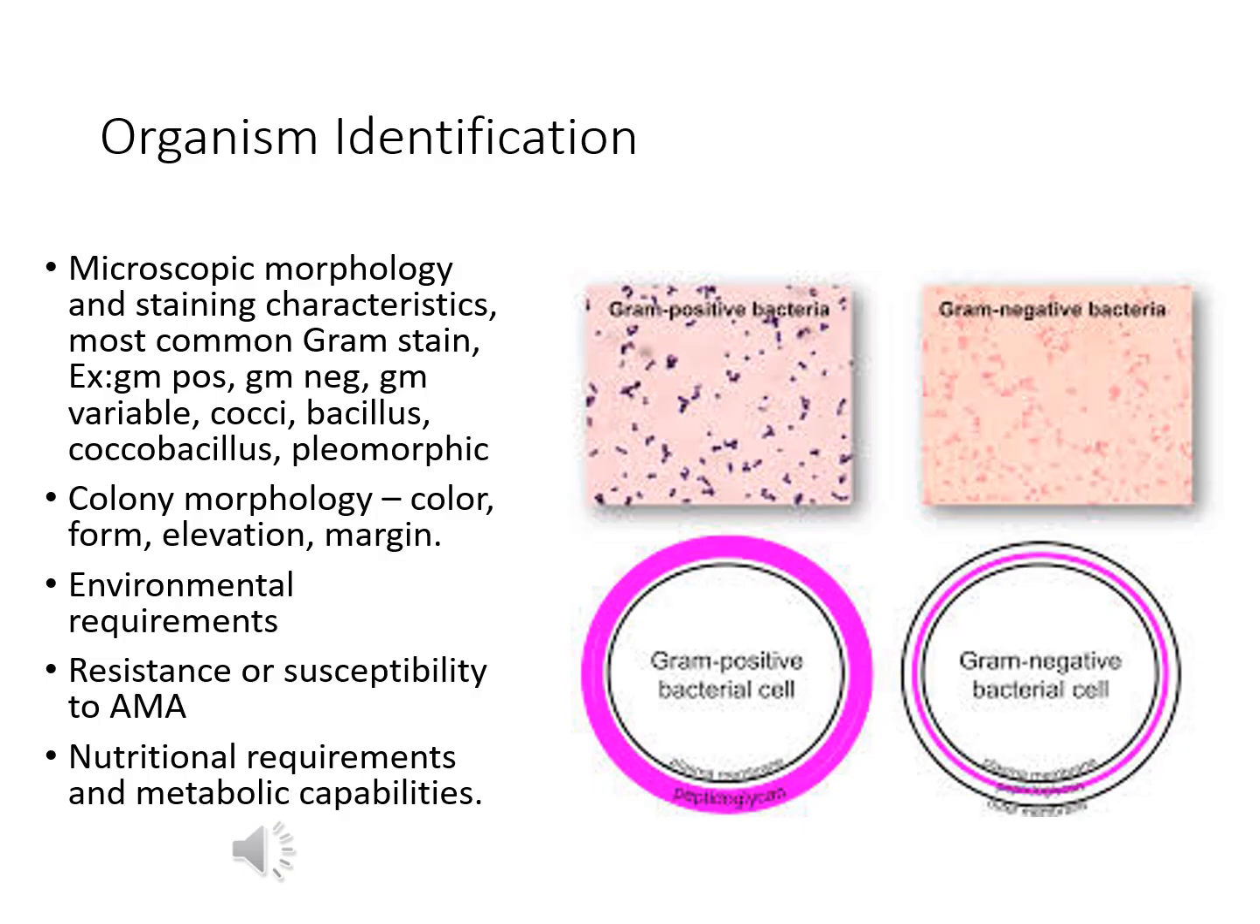So when we talk about components for organism identification in a traditional culture method, we're going to look at microscopic morphology and staining characteristics. Again, the most common stain is going to be your Gram stain. So you're looking, are you getting a Gram positive or a Gram negative? Is it the shape of a coccobacillus? Or maybe we can't tell it's a coccobacillus because it's pleomorphic, meaning it has many different forms.